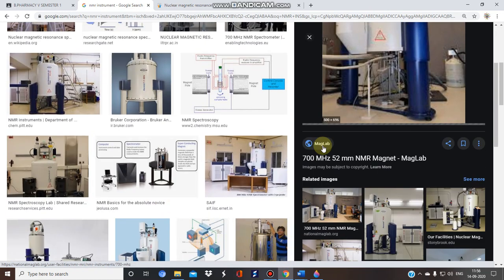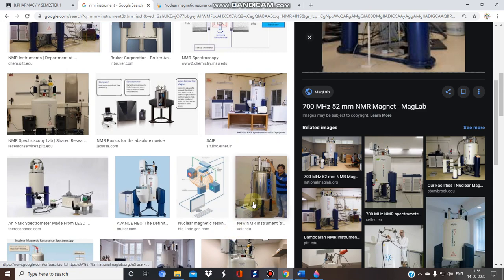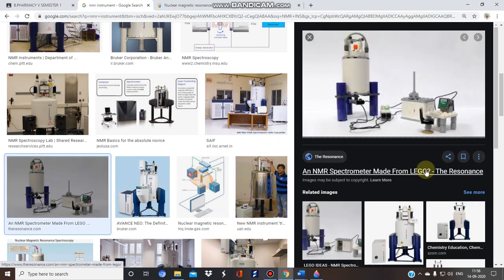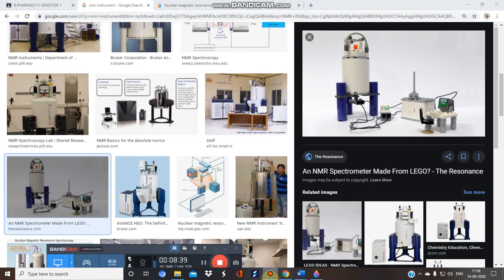So these are the different types of NMR instruments. This instrument is also very costly. I hope you now have a brief idea about the NMR. So let's do the applications in the next video. Thank you for your patience and listening.